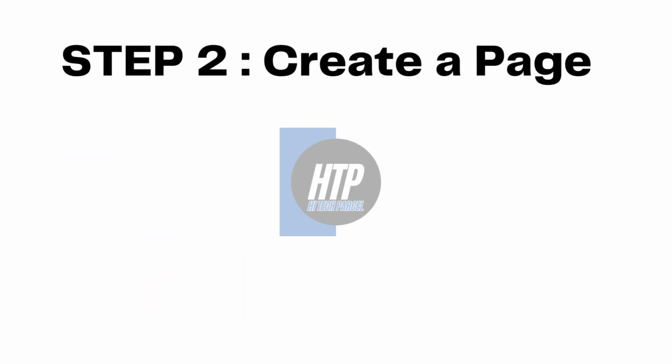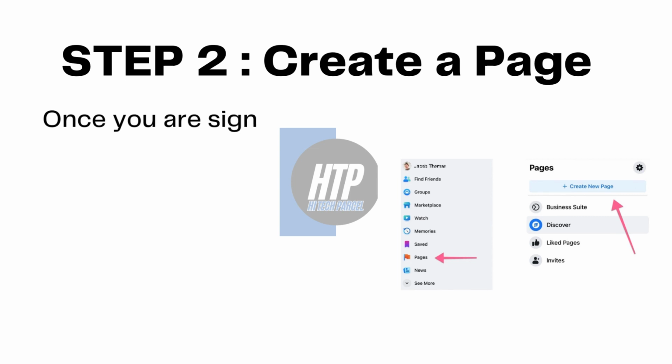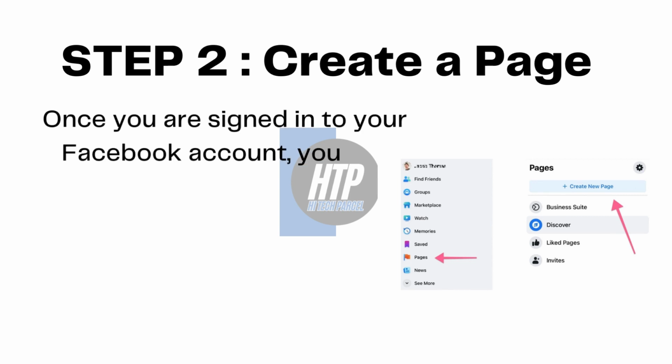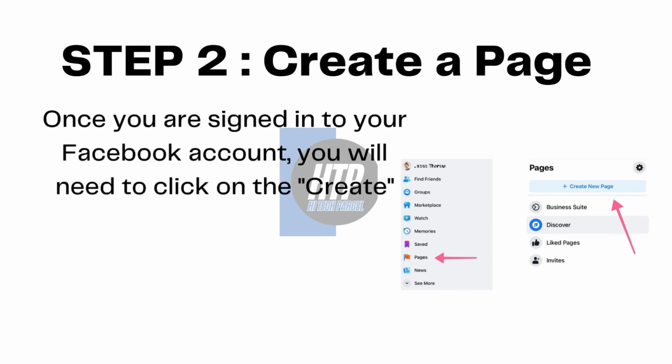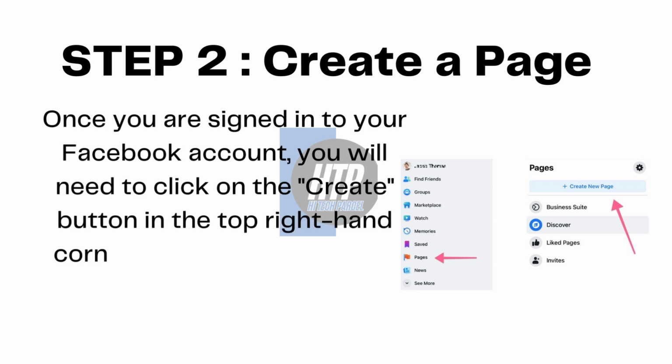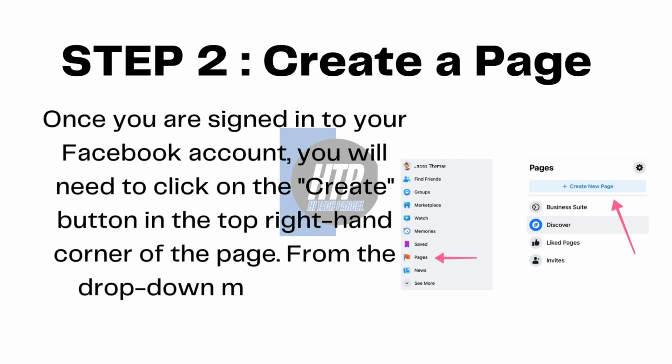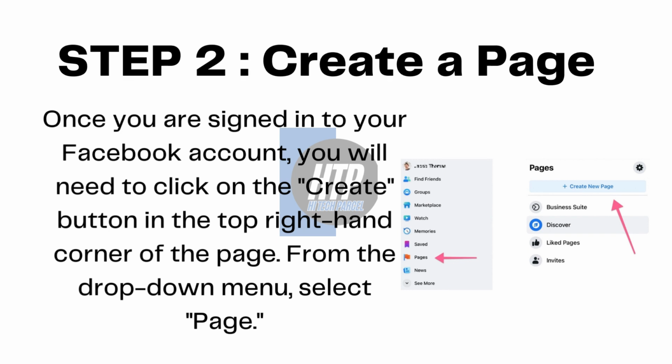Step 2. Create a page. Once you are signed into your Facebook account, you will need to click on the Create button in the top right hand corner of the page. From the drop down menu, select Page.